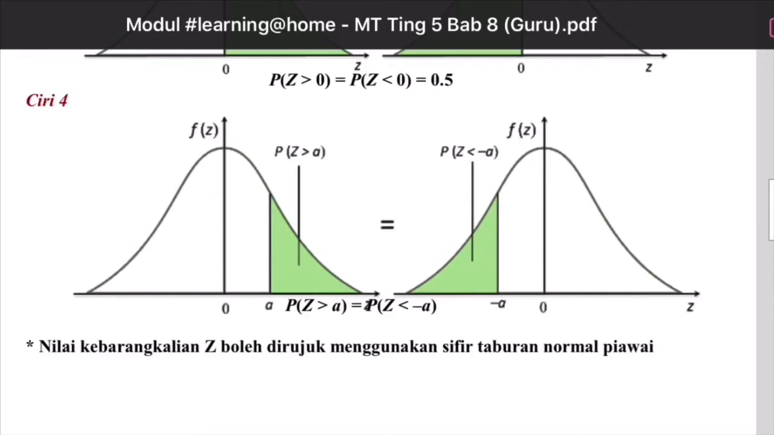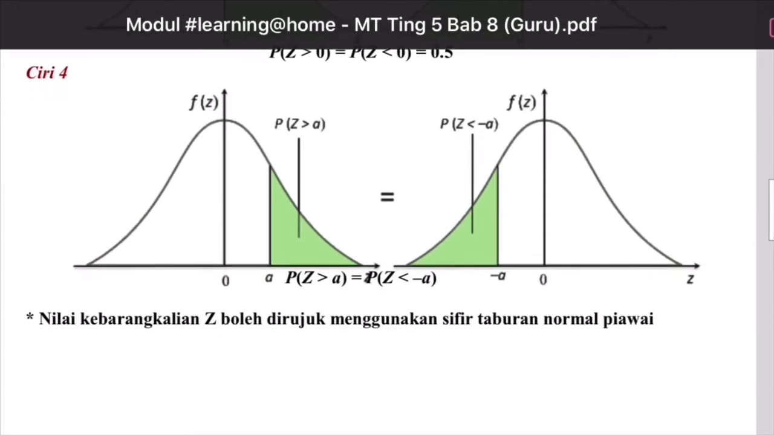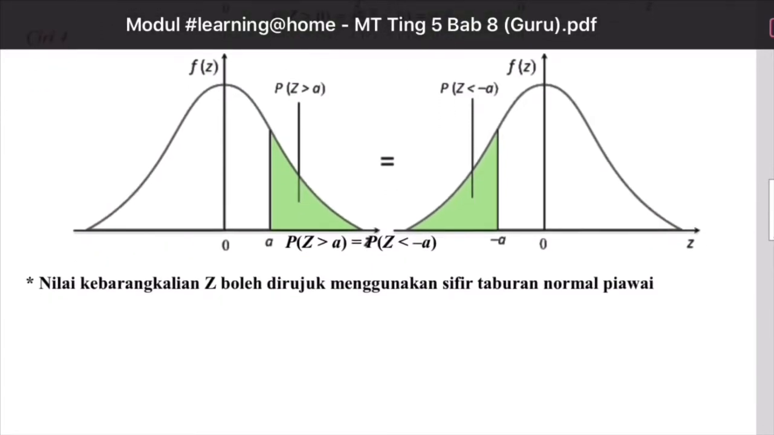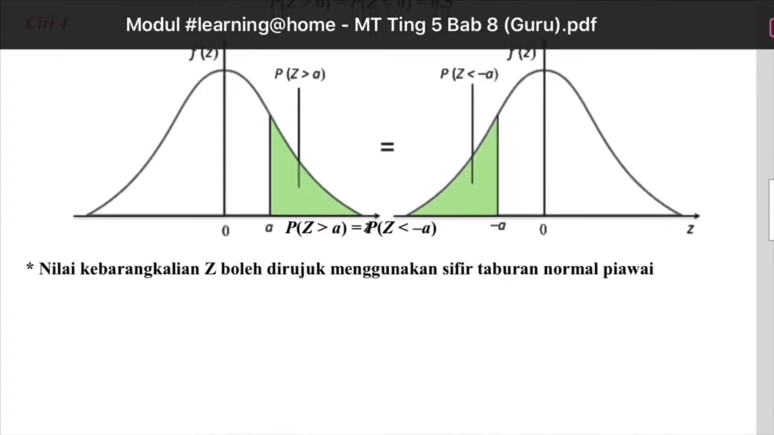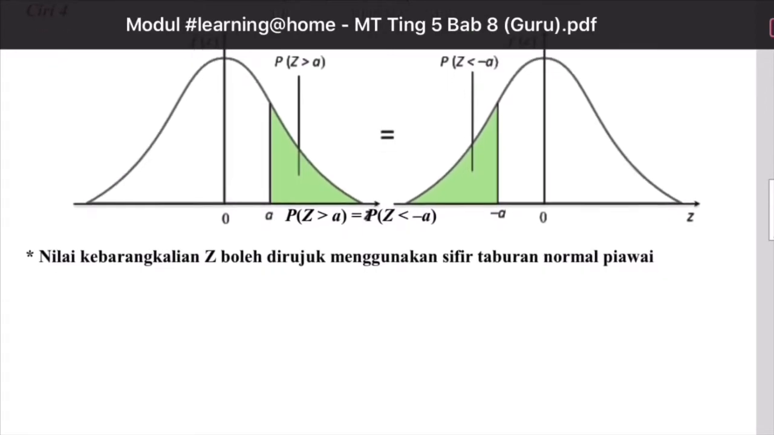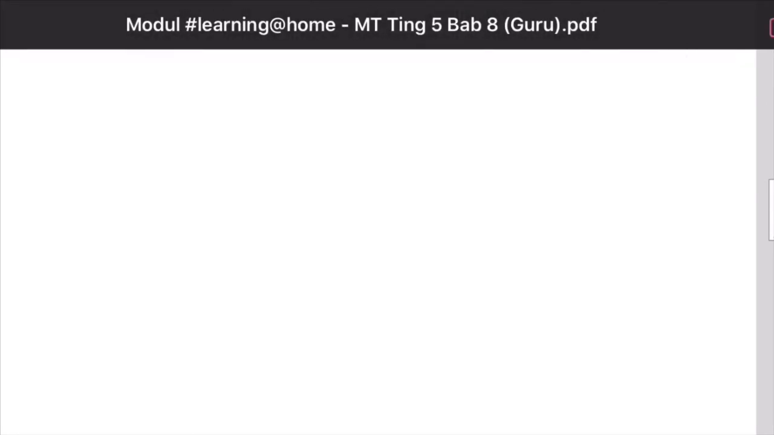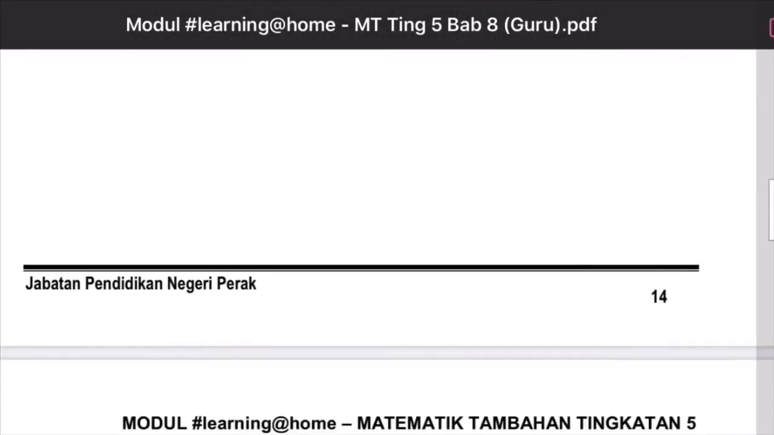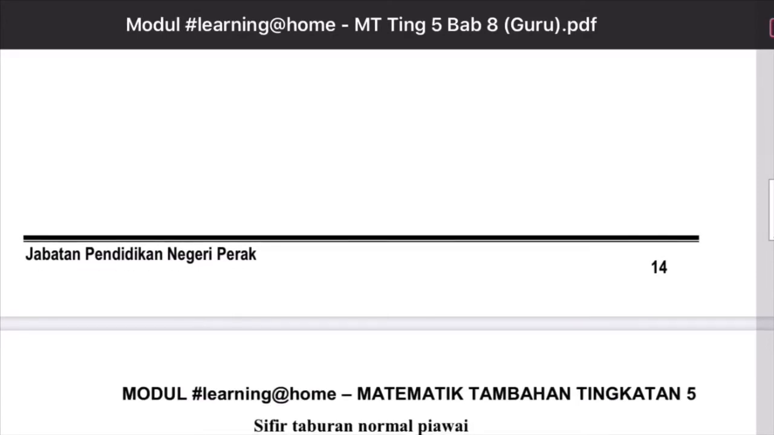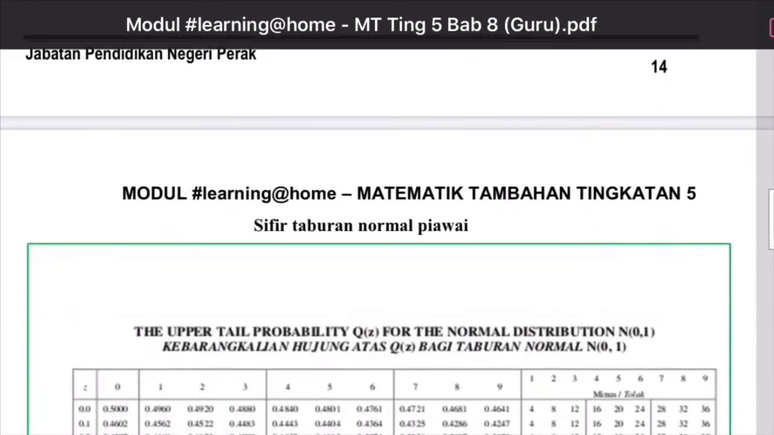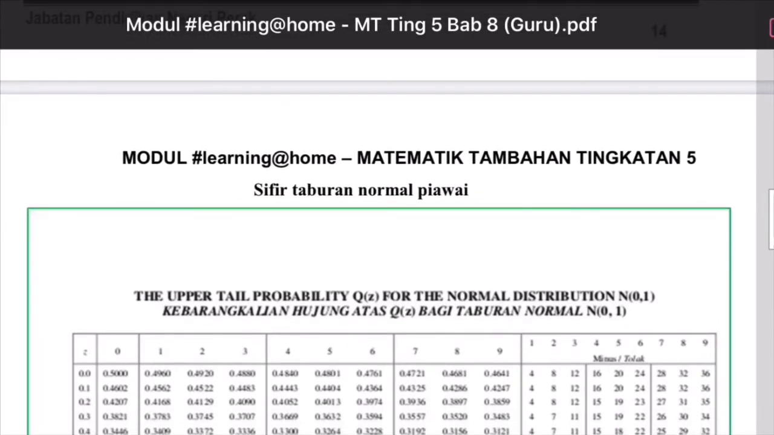For z, we see the next characteristic, number 4. The probability for z more than a is equal to the probability for z less than negative a, because it is symmetrical. So you just imagine that you cut and paste the bell shape, the area is exactly the same. Because of the symmetrical characteristic, the area for the negative one and the positive one will be equal, and the area represents the probability value.